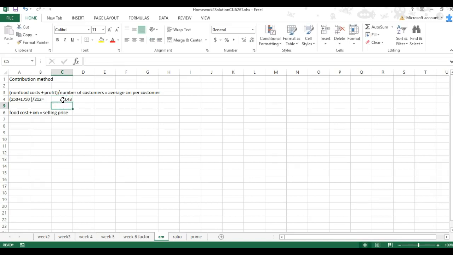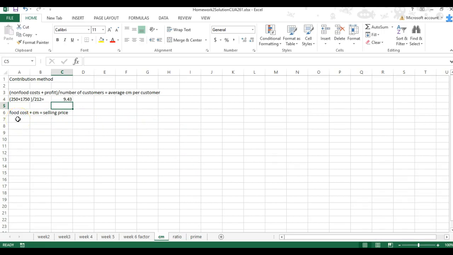All right, so there is our average contribution margin per customer. Now in the book, they do kind of change the lingo, and I think there have been some people who are confused there because it says average CM per customer, and then we go down to step 2, and it just says contribution margin. So it's still the average CM per customer. They just changed the way it looks.